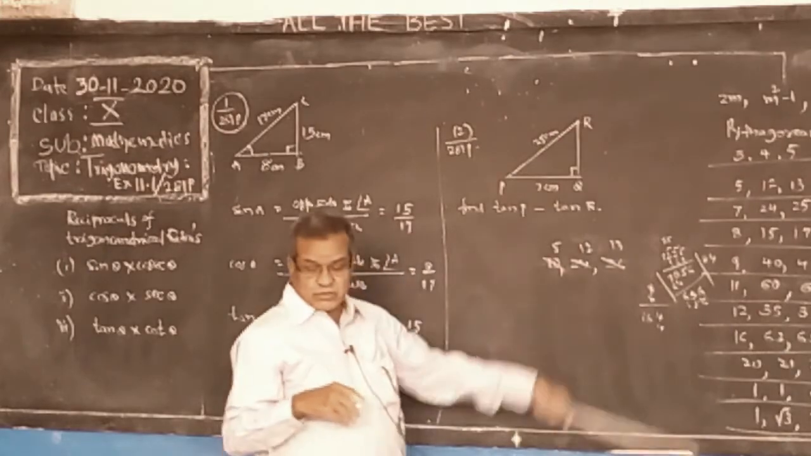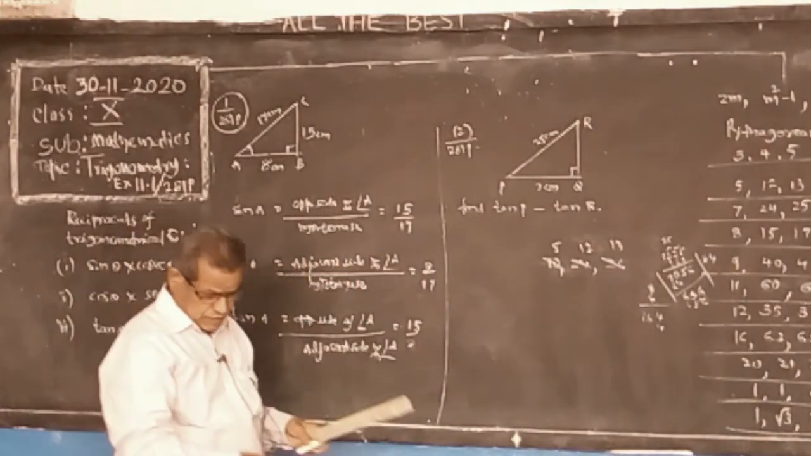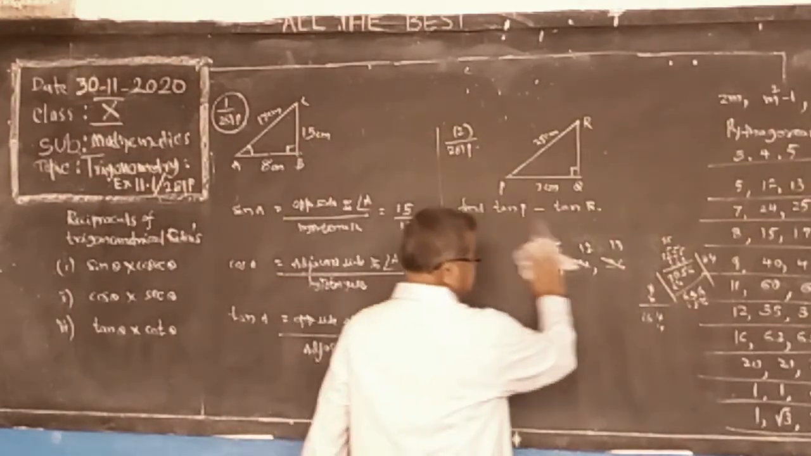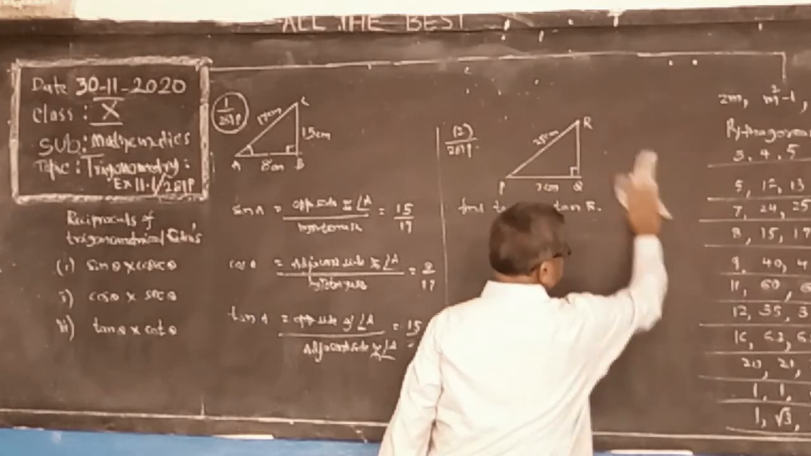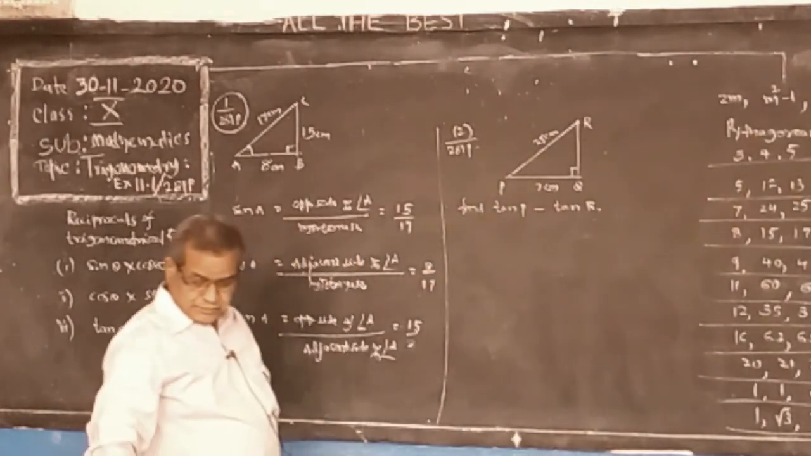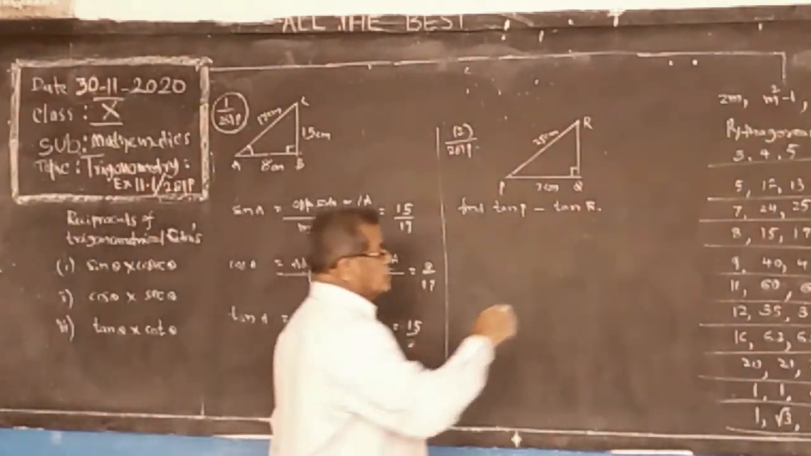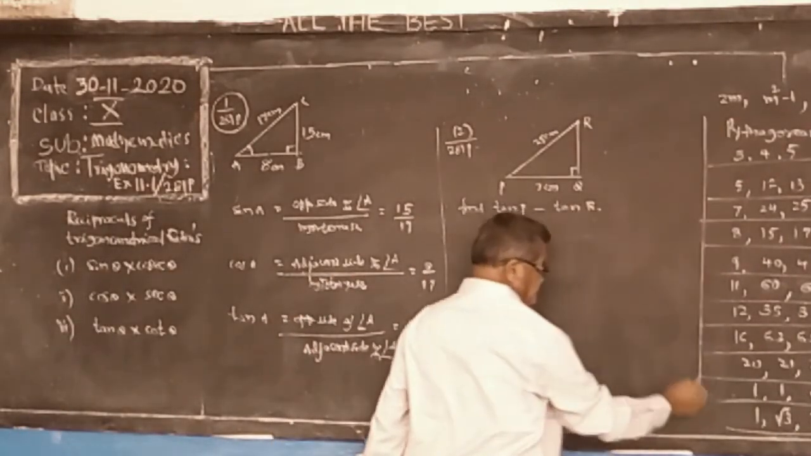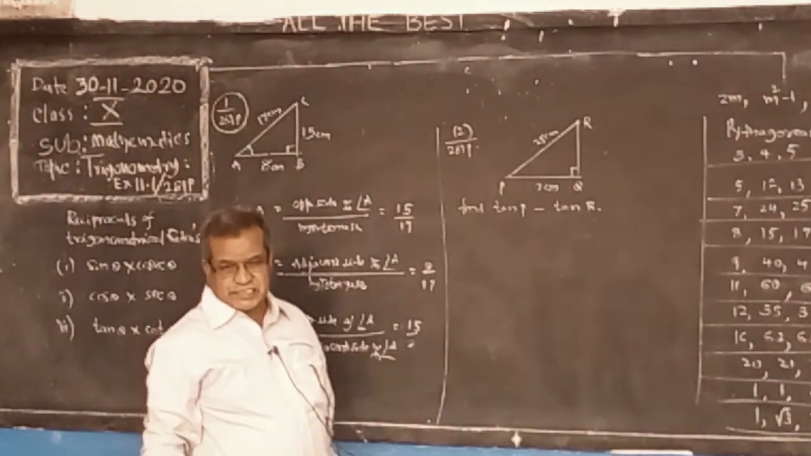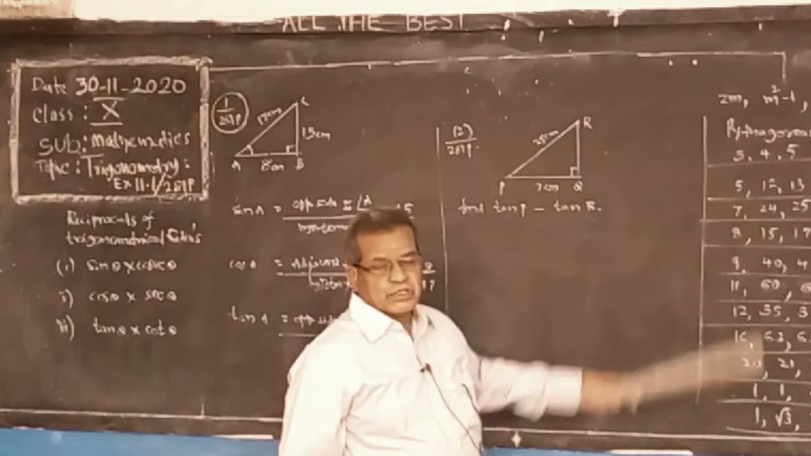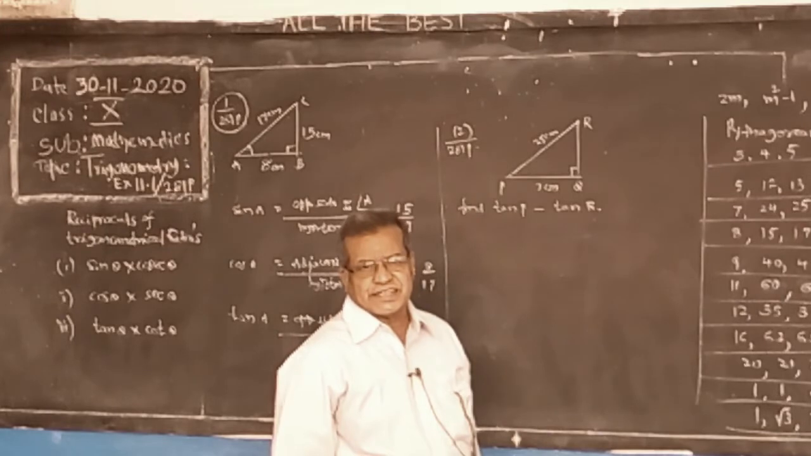These are the Pythagorean triplets. Without calculations, you can write the third side. So please practice this. Note down. Last year I have given already. Once again I am giving. These are the sides of the right angle triangle. If we know any two sides, we can say immediately the third side.